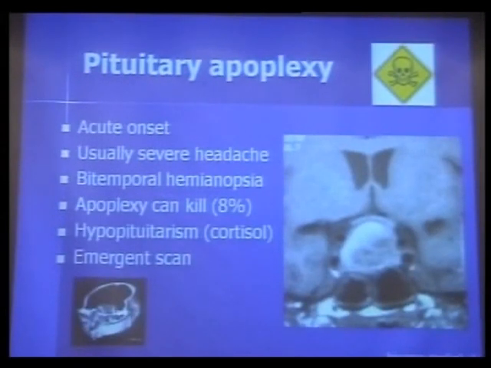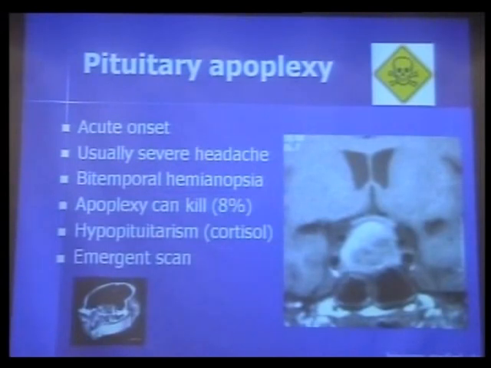So the classic presentation of apoplexy. Apoplexy means apoplectic, comes on acutely. It's usually associated with severe headache, but not always. Although the books say bitemporal hemianopsia, the thing I want you to take home from this talk on apoplexy is if it goes laterally, it'll present with ophthalmoplegia, and partial third nerve palsy, in my experience, is a very common presentation, even though you would think that sixth nerve palsy would be the most common. For some reason, I've seen a lot more partial thirds.